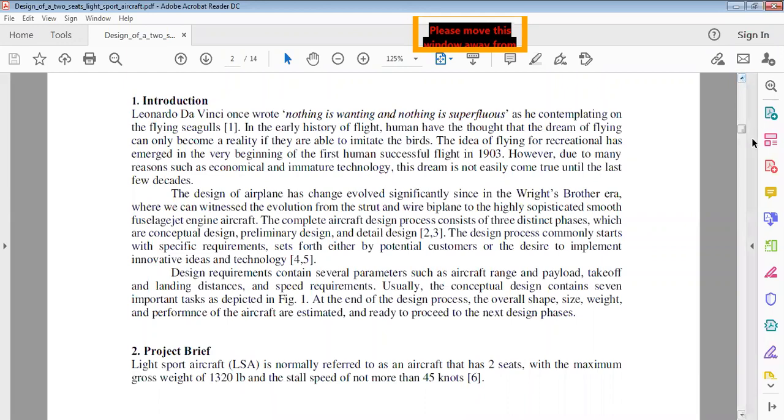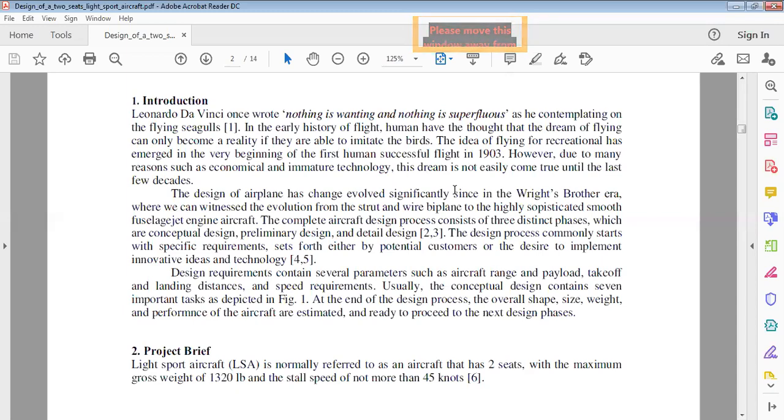Leonardo da Vinci once wrote, nothing is wanting and nothing is superfluous, as he contemplated the flying seagulls. So in the early history of flight, humans had the thought that the dream of flying can only become a reality if they are able to imitate the birds. They had a concept, as in the ornithopters, when we look at how the birds are flying. If they imitate the bird, then only we can fly. That is the concept in the olden days, that the human dream of flying can only become a reality if they are able to imitate the birds.